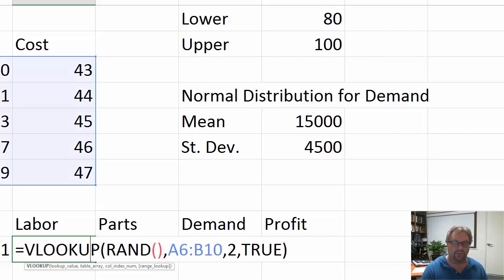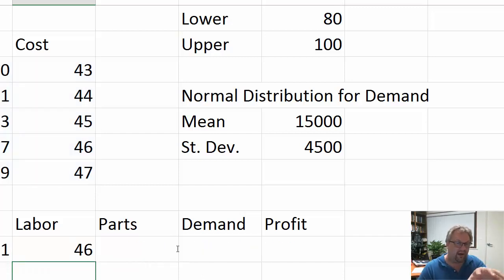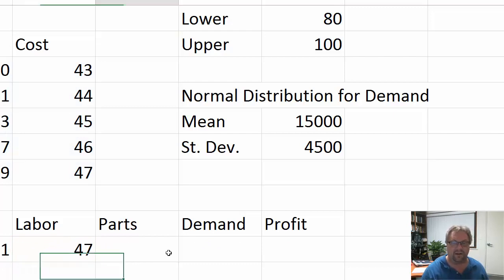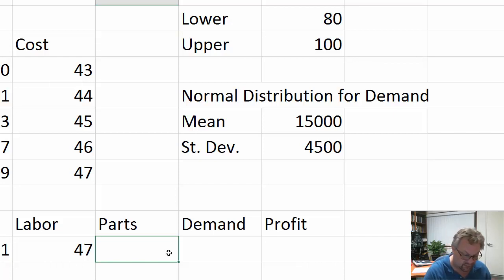Now what I want to do is anchor my table, because I need 500 trials, so that when I copy this down, the table never moves. Okay, now I'm on to my parts. So this comes from the last video. We want to use that function that I showed you.